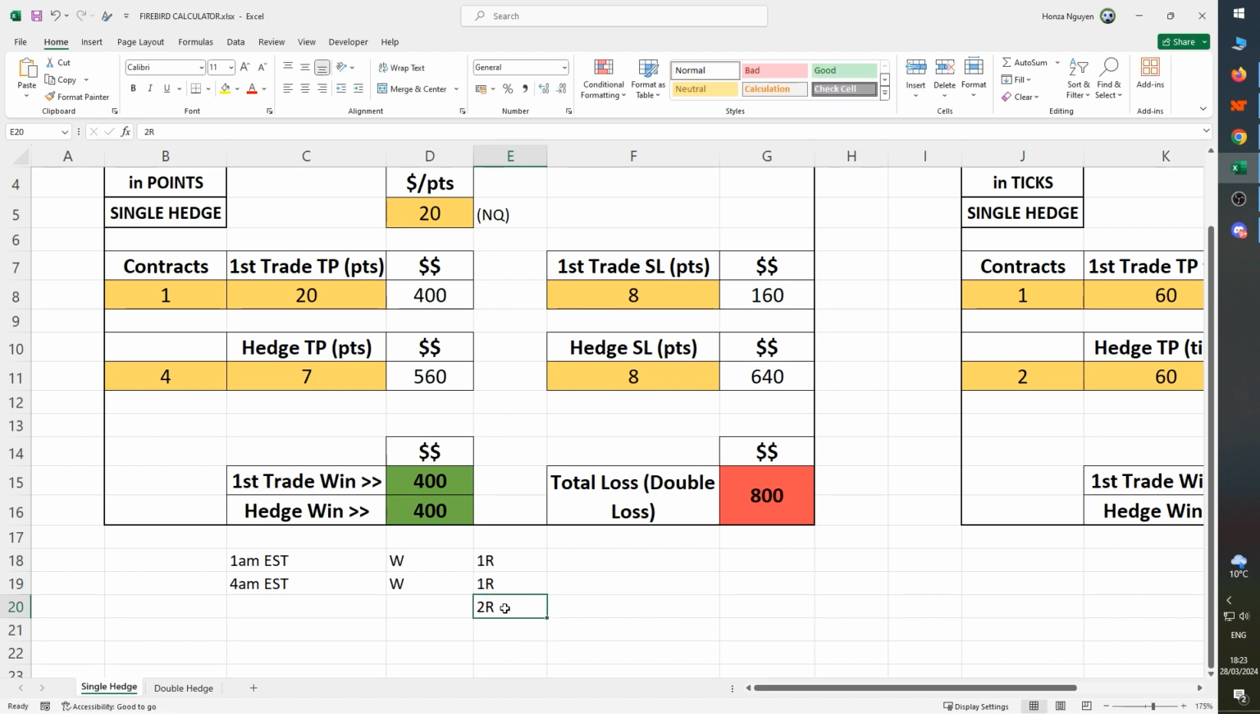And that's 2R, and I would be done for the day. If my trade at the 1 a.m. EST is a loss, I would be done for the day. So pretty much my loser days are -2R, and my winner days are +2R. So that's how I manage it, so that I can try to balance out and survive in the market.